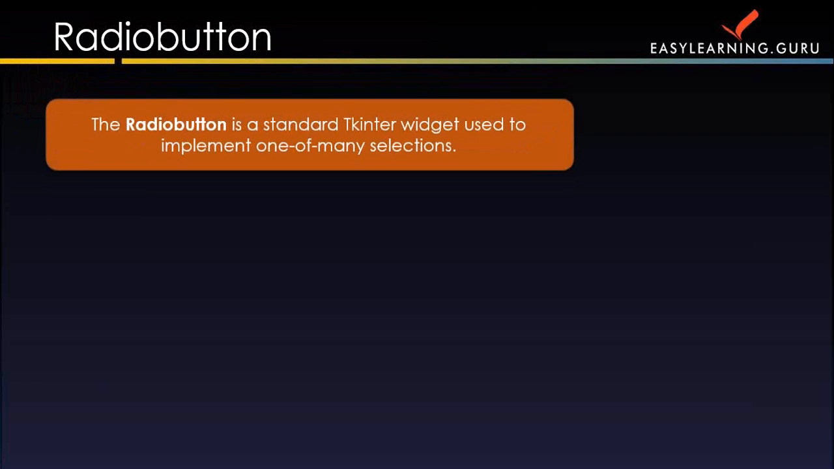So this was all for your check button. Next we'll talk about the radio button. Now talking about your radio button, it is a standard Tkinter widget used to implement one-of-many selections. This widget implements a multiple choice button, which is a way to offer many possible selections to the user and lets the user choose only one of them. The difference between your check button and radio button is that a radio button selects only one entry at a time, and the check button can select multiple entries at one time.